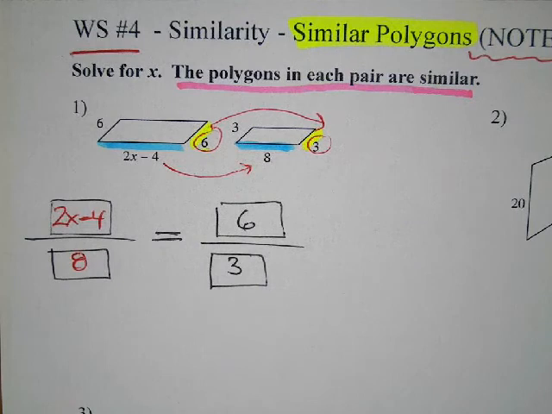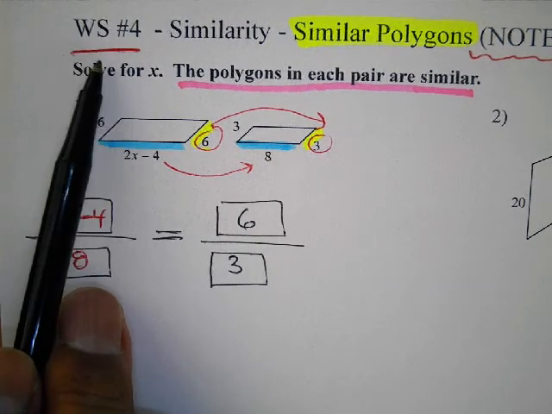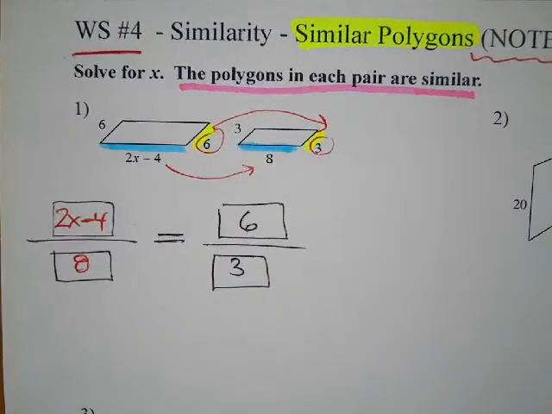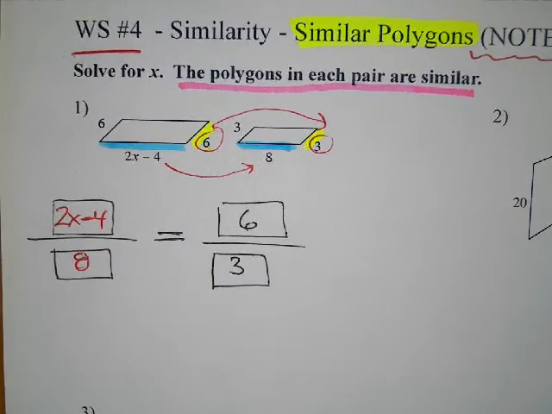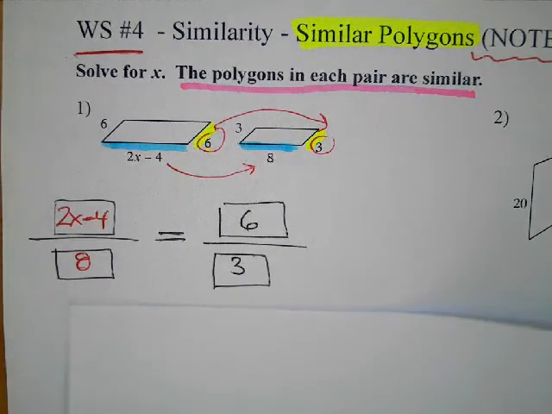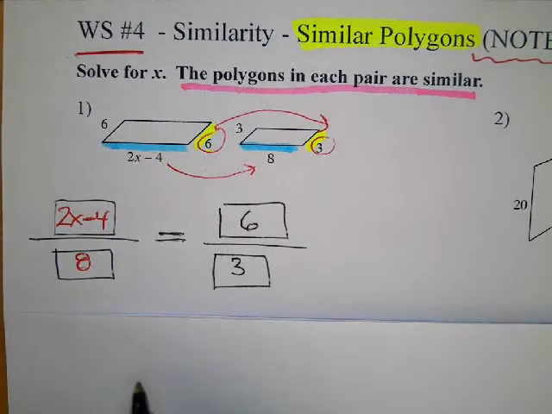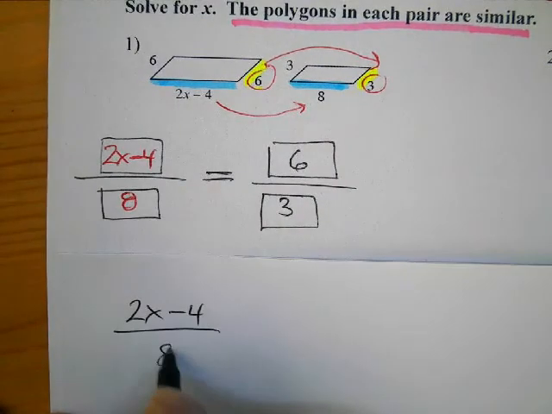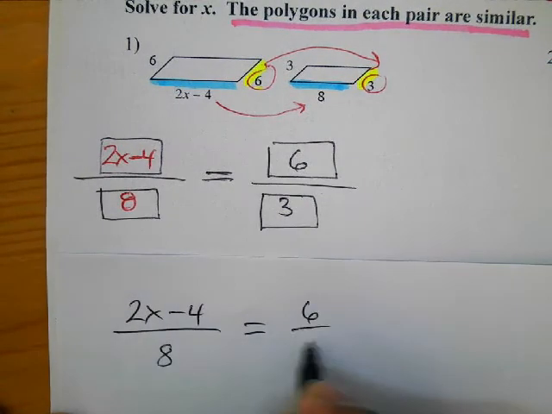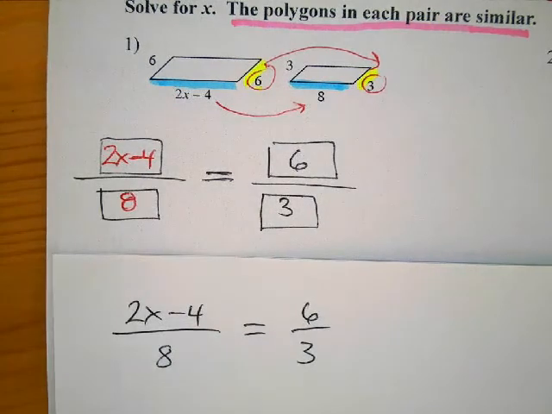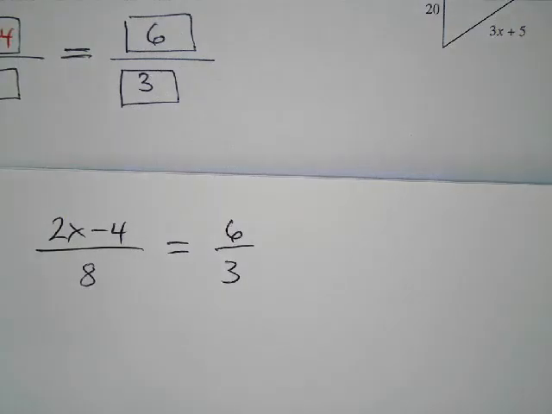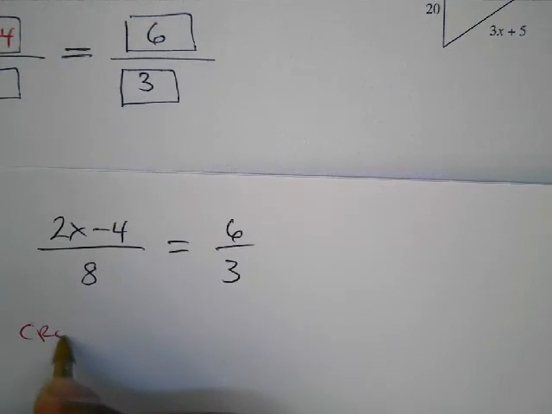If you didn't do the previous assignment, you have to do that one first. If you did not do worksheet 3, do that one first, and then this one will be easier for you. So the only difference now is solving this. How do you solve 2x minus 4 over 8 equals 6 over 3? Well, we're going to cross multiply.